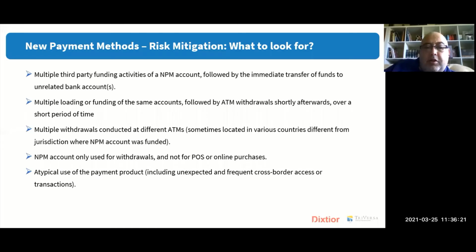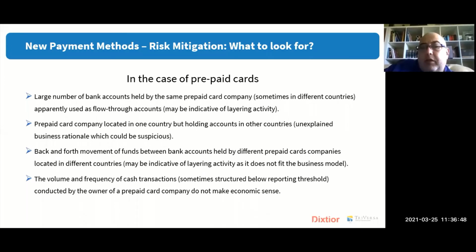We can continue looking for multiple third-party fundings, multiple loading fundings on the same accounts, followed by ATM withdrawals. We can look for multiple withdrawals conducted at different ATMs. New payment method accounts only used for withdrawals and not for POS purchases or online buying, for example, going to Amazon and buying something. And the typical use of the payment product, including unexpected and frequent cross-border access or transactions. All of this must be reflected in a system where you can build these rules, these controls.